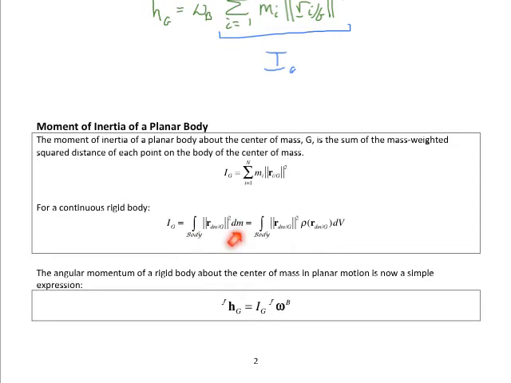And so for a continuous body, we now make this an integral across the body, and it's an integral across the differential masses, which we've already expressed as a density multiplied times the differential volume. And now in vector form, we see that the angular momentum about the center of mass, as observed in the inertial reference frame, is equal to the moment of inertia about the center of mass, which is a scalar in planar motion, multiplied by the angular velocity of the body frame itself, as observed in the inertial reference frame.